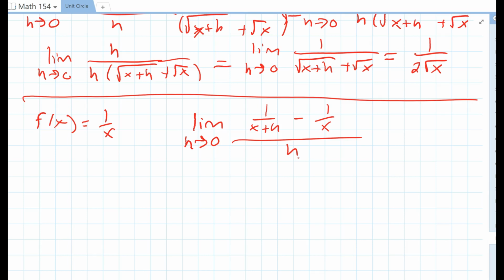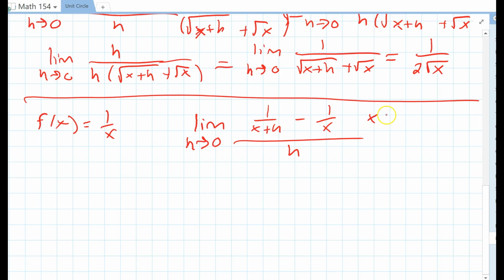And in this case, we have fractions, and it's not very nice to play with fractions. Fractions don't play very nicely together when they're mixed in with each other. This is a complex fraction, and we want to try to get rid of that. So one thing we can do here is multiply top and bottom by the common denominator. So you can multiply the top by x times x plus h, and the bottom by x times x plus h.